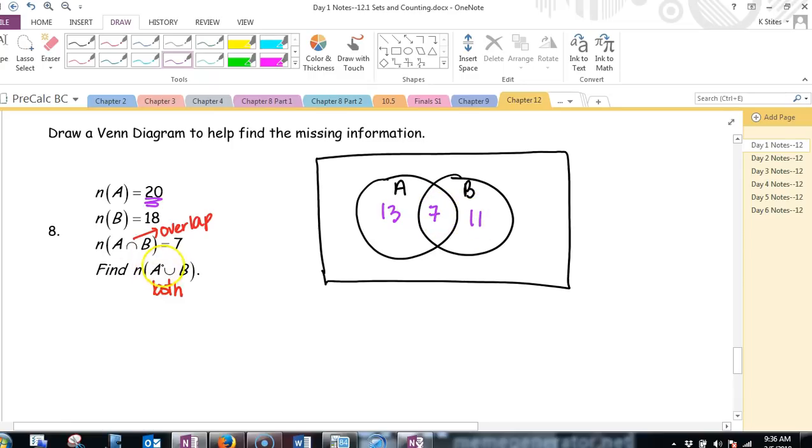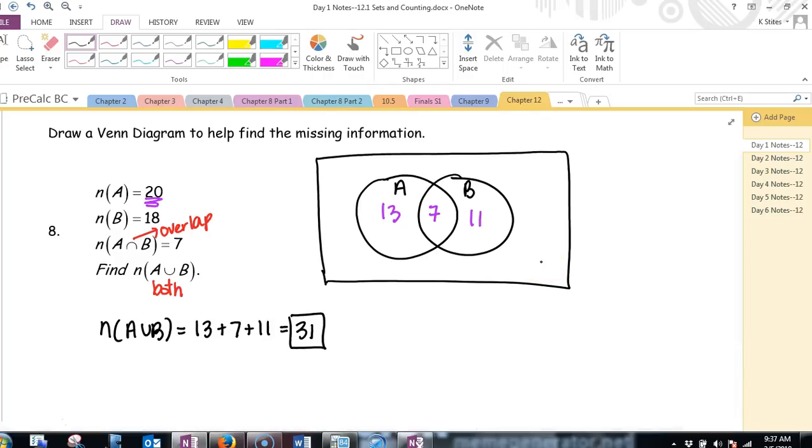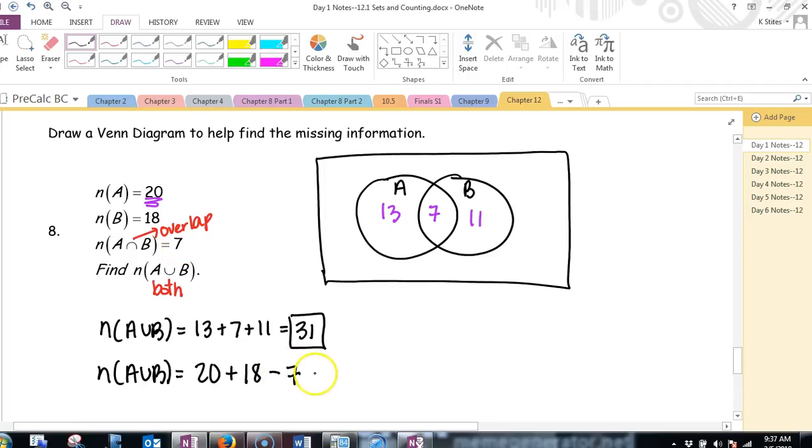So when they're asking for the number of A union B, that's the number of elements in both A and B together. That would just be 13 plus 7 plus 11, which is 31. All right, so I did this with the Venn diagram. I didn't use our counting formula above, but if you didn't want to draw the Venn diagram, you could use that formula and it would look like this. That's the number of elements in A plus the number of elements in B minus their overlap. So that's 7. And that also gives you 31.